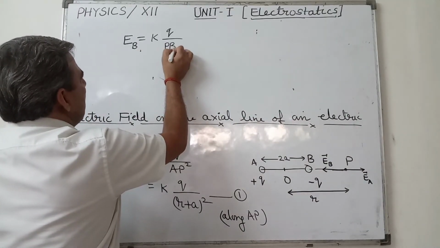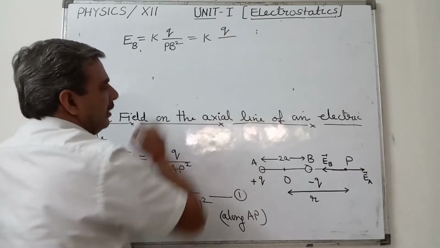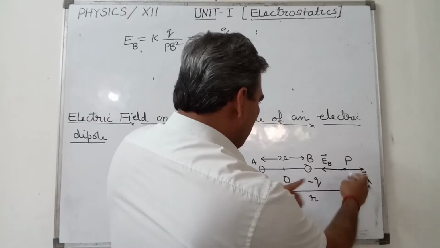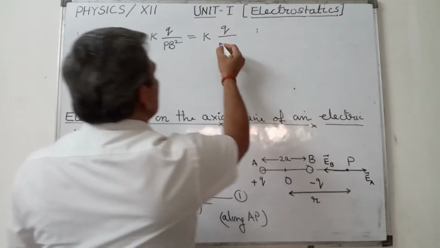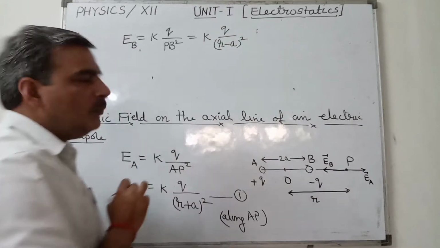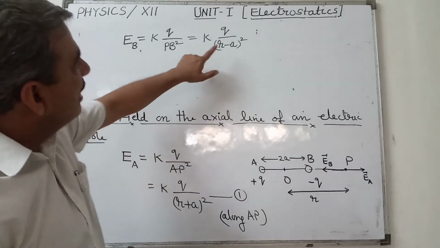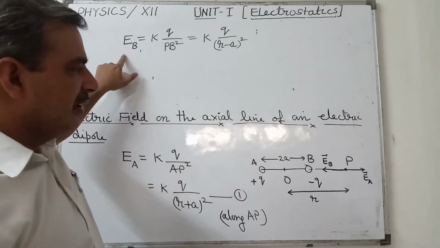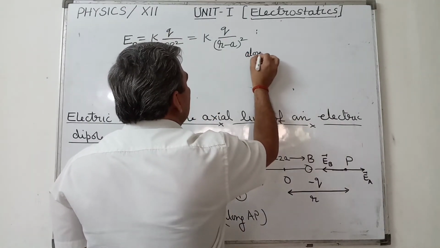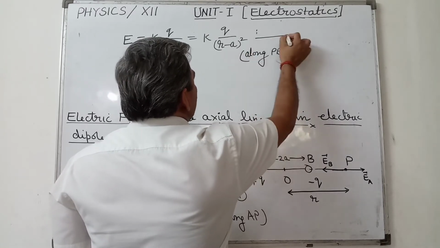BP or PB square, which will further be equal to K Q over, in place of PB what you can write? You can write in place of PB R minus A. So R minus A square. I think it is clear? Okay. Now what about the direction of this EB? EB is along PB. So you can write here along PB. And say this is equation number 2.